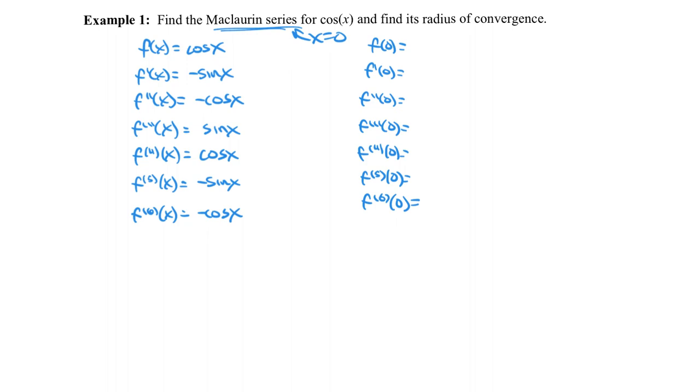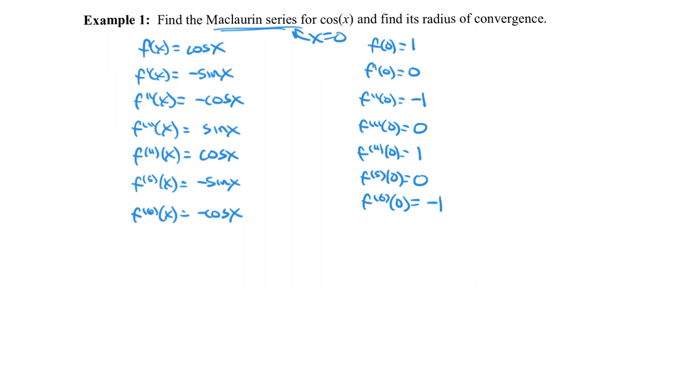Now I need to take these functions and plug in 0 for all of them. This is where a bunch of them are going to drop out, because wherever sine is, when you plug in a 0, you get a 0. So cosine of 0 is 1. Negative sine of 0, of course, is 0. You can just go right down here and plug in, and all the sines are going to be 0. Negative cosine of 0 is negative 1. Cosine of 0 is 1. Negative cosine is negative 1. Okay, so we have this.